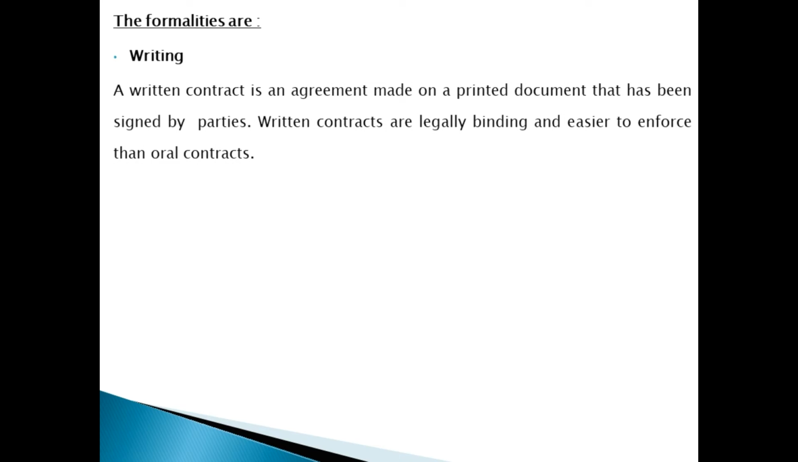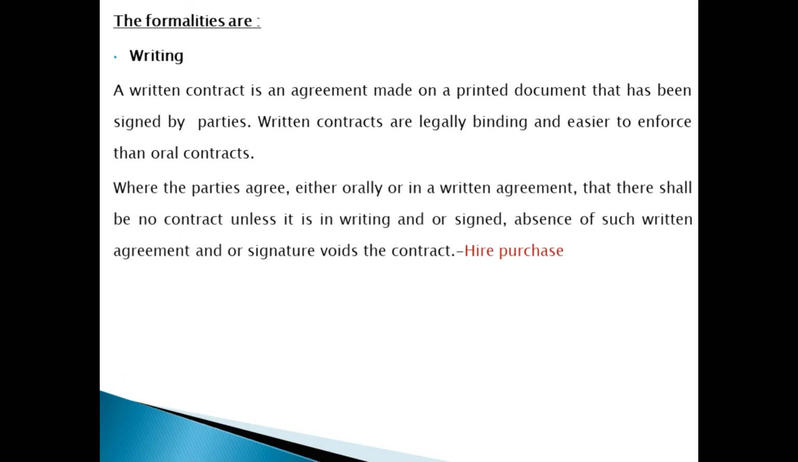The formalities we are talking about include writing. A written contract is an agreement made on a printed document that has been signed by the parties. Written contracts are legally binding and easier to enforce than oral contracts.